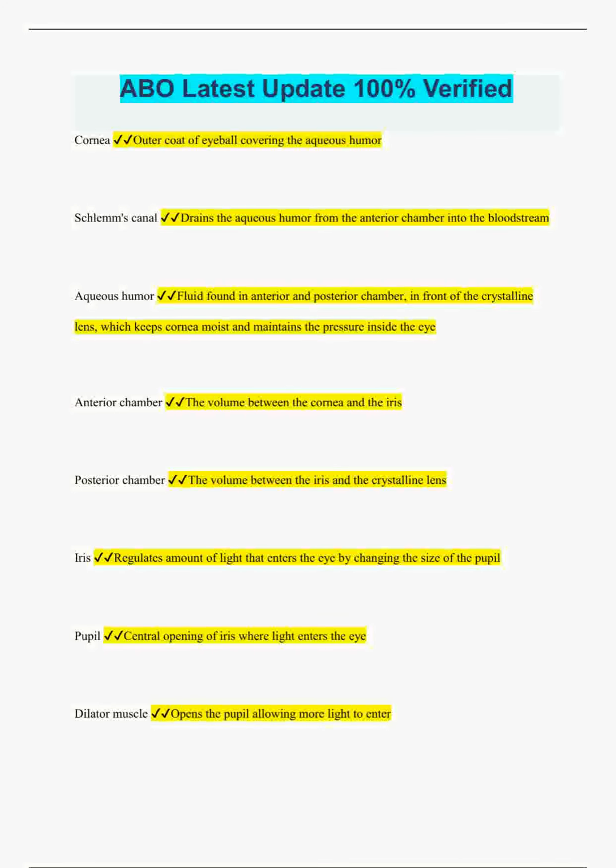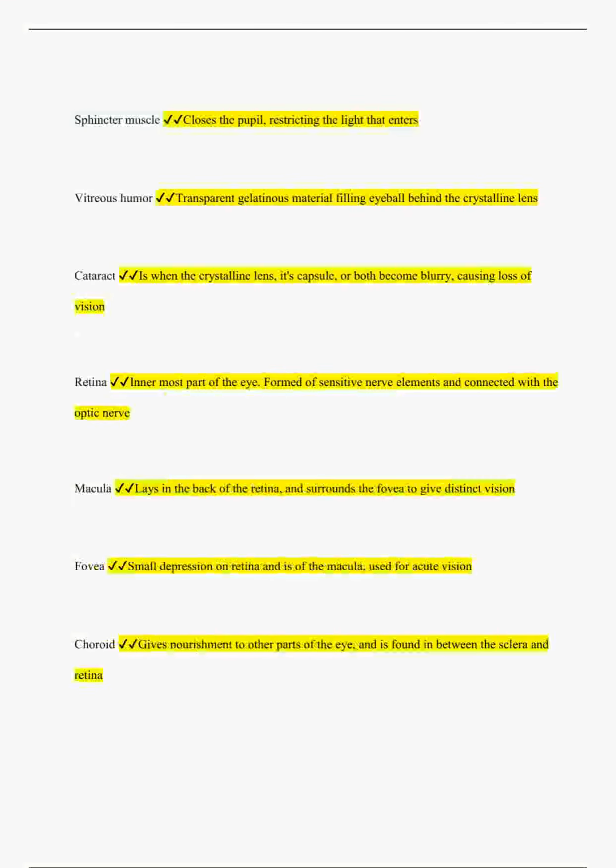Dilator muscle: opens the pupil, allowing more light to enter. Sphincter muscle: closes the pupil, restricting the light that enters. Vitreous humor: transparent, gelatinous material filling the eyeball behind the crystalline lens. Cataract: when the crystalline lens, its capsule, or both become blurry, causing loss of vision.